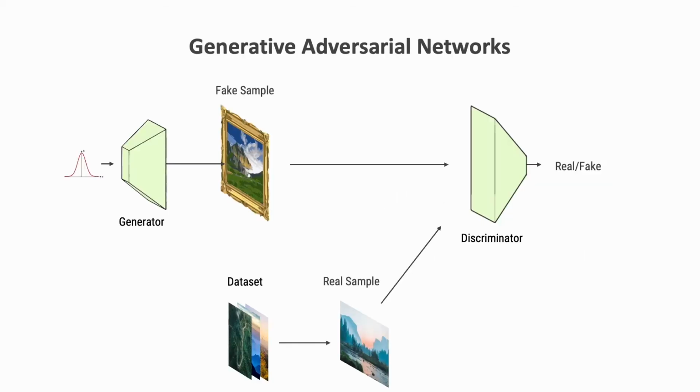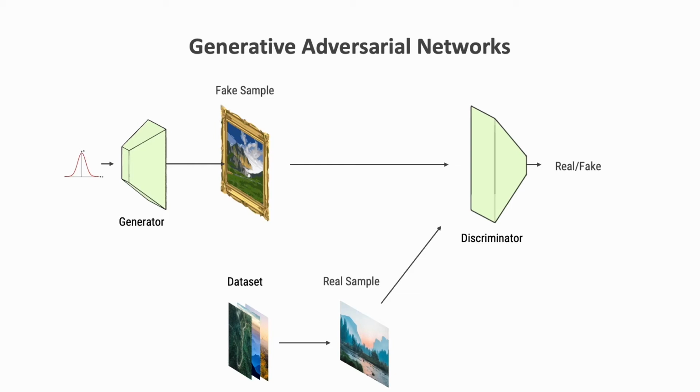Generative adversarial networks are an algorithm that pits two models against each other in an adversarial game. The generator's job is to take in random noise and create fake examples. The discriminator's job is to look at these fakes and look at the real examples drawn from the training dataset and determine which is which.